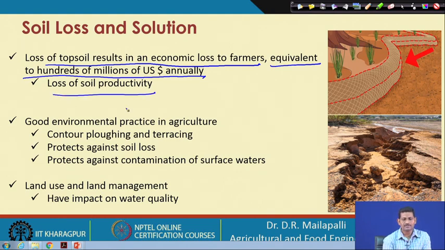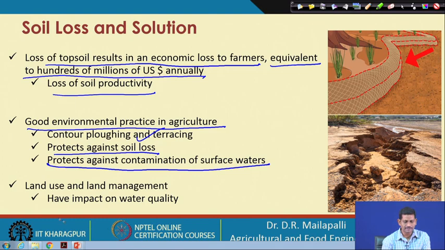That is because of loss of soil productivity, and good environmental practices in agriculture like contouring and terracing in steep landforms protect against soil loss. So if you have conservation measures for erosion control, that really protects against soil loss and protects against contamination of surface waters. The land use and land management have an impact on water quality.